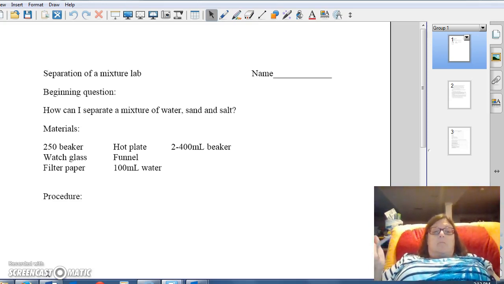So let's start out. The top of your page, you need to put the title, Separation of a Mixture Lab. Your beginning question is going to be, how can I separate a mixture of water, sand, and salt? Your materials: you have a 250 milliliter beaker, a watch glass, filter paper, hot plate, funnel, you'll need about 100 milliliters of water, that may need to be more, we can adjust that in class, and you'll need some 400 milliliter beakers, okay? So go ahead and pause this until you have that in your notebook, and then we're ready to start the procedure.